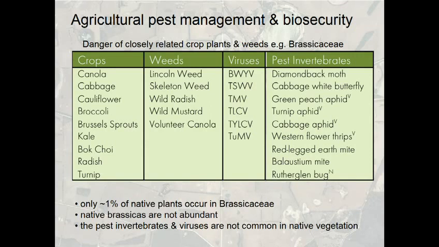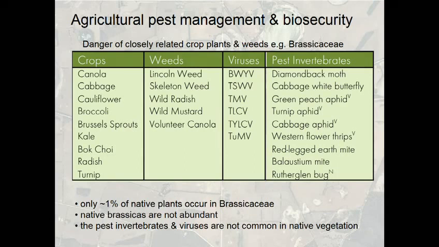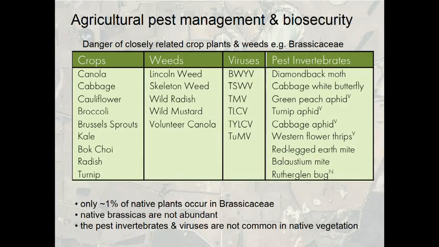And there's other examples. So Solanaceae is another important one that has tomatoes, capsicums, etc. Again, there's not many native Solanaceae, and a lot of the weeds are Solanaceae and have different viruses. So potato viruses, for example, tomato viruses are common in solanaceous weeds.